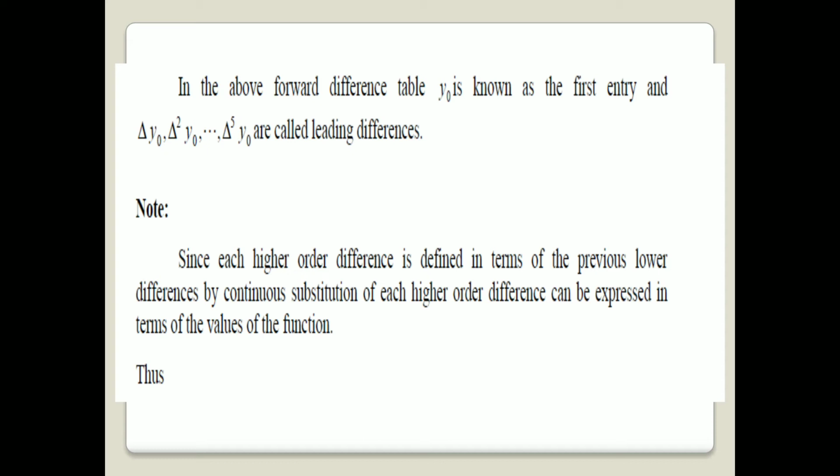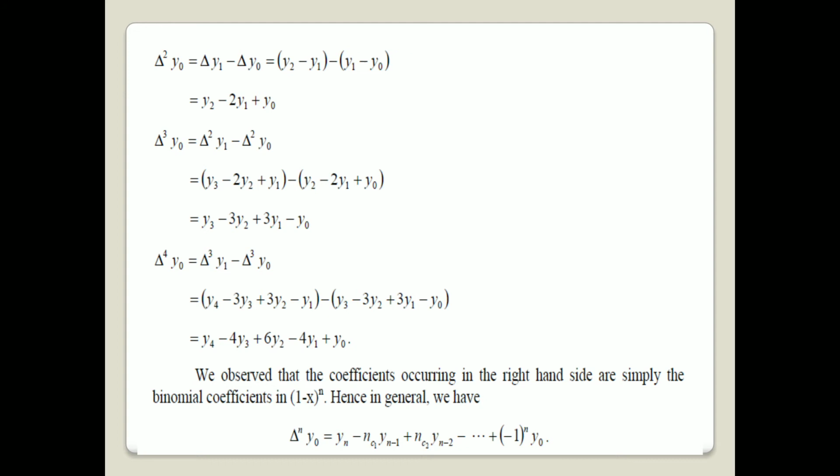Since each higher order difference is defined in terms of previous lower differences, by continuous substitution each higher order difference can be expressed in terms of the values of the function. Thus, delta square y0 is equal to delta y1 minus delta y0. Now operate delta on y1, similarly delta on y0. It gives y2 minus y1 in the first bracket, minus, in the second bracket when we operate delta on y0, it gives y1 minus y0. So after simplification we get y2 minus 2y1 plus y0 for delta square operating on y0. Similarly, delta cube of y0 is given by y3 minus 3y2 plus 3y1 minus y0.